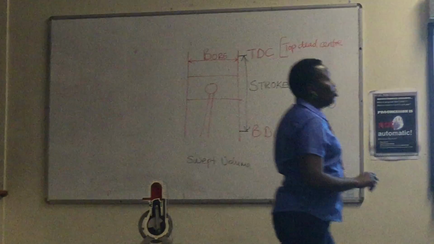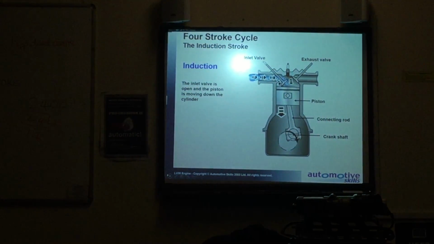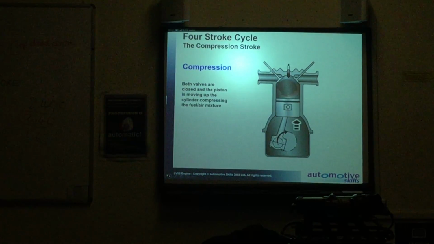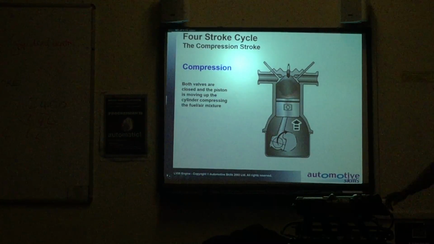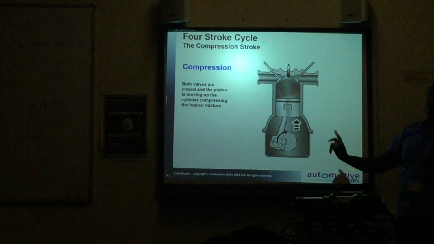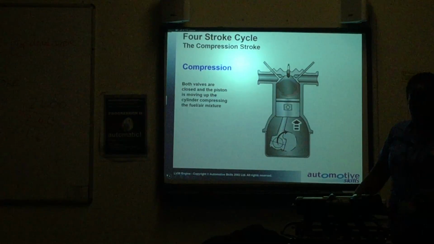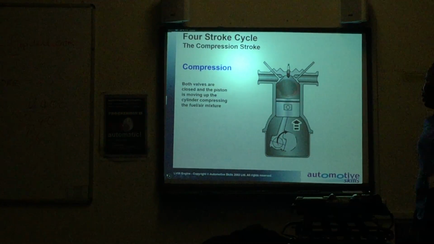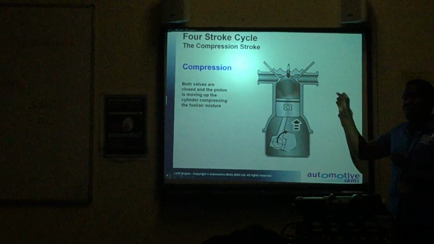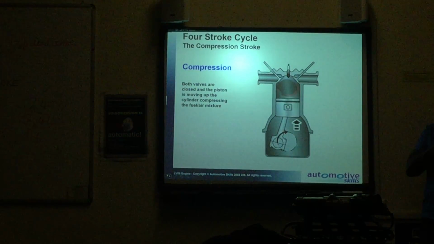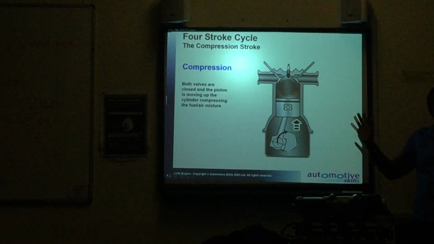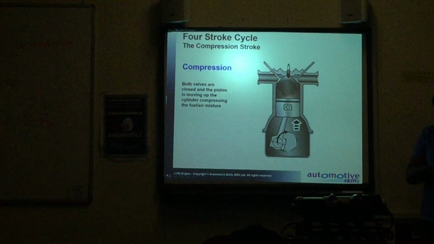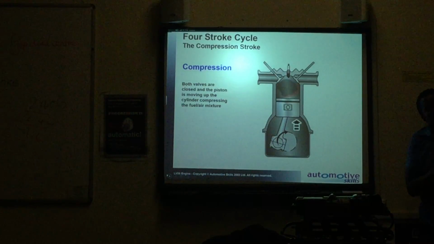During the compression stroke, which is the next stroke, both valves will be closed. That valve closed, this valve closed. Can we see we have the spark plug there? That's our spark plug, which is there on the cylinder head. Right, so when the piston is going up now, because it is now an enclosed space, there's no way for the air to escape, that petrol and the air is going to be compressed.